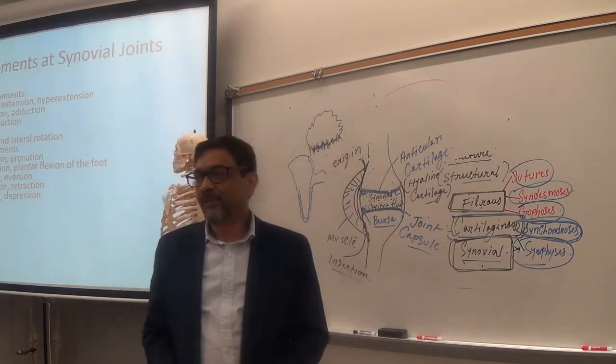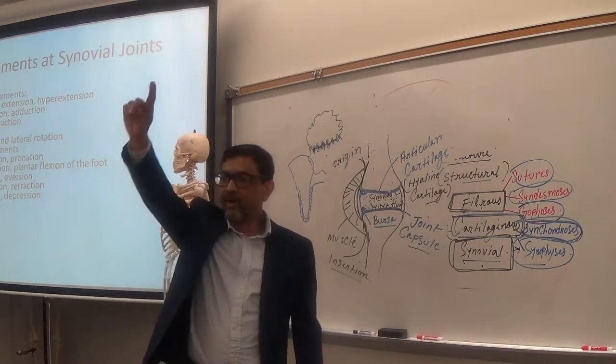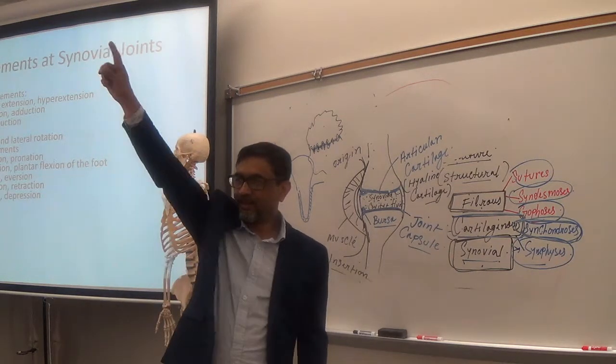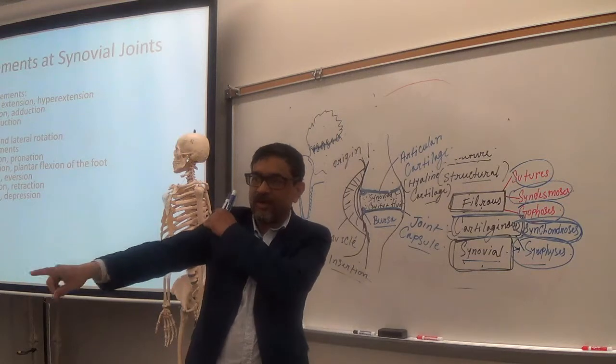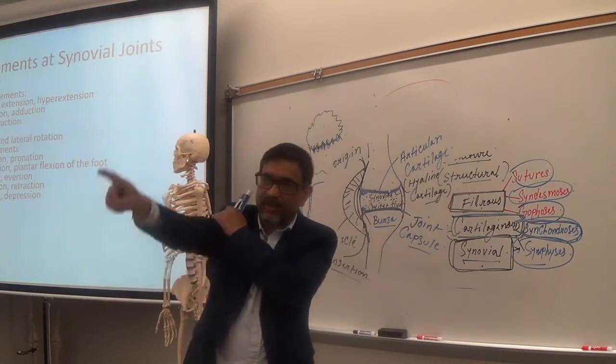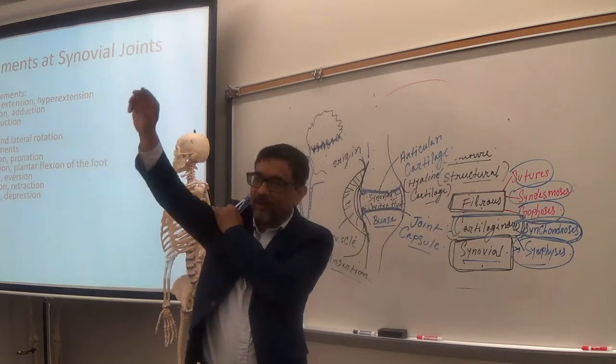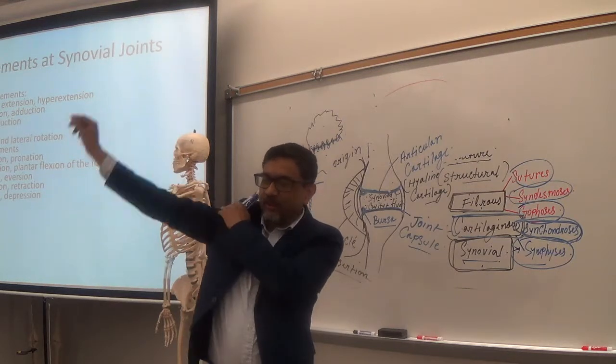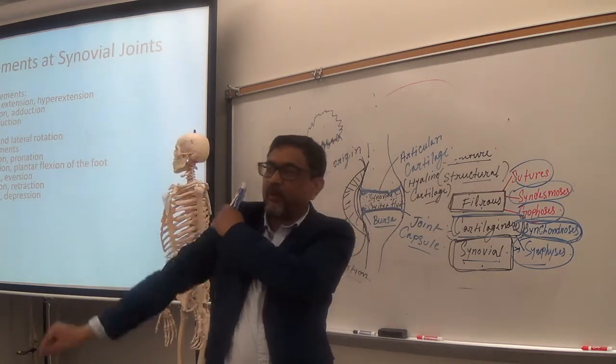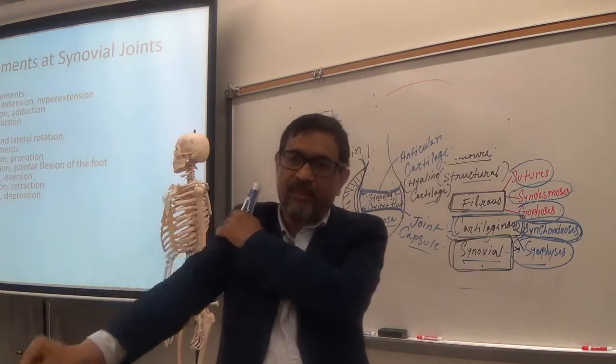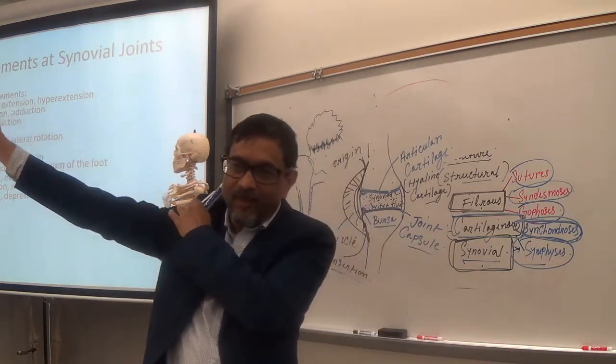Circumduction. If I ask you to draw a circle, the movement that occurs in the joint is called circumduction. Okay? So I'm drawing a circle here, right? So in my shoulder, that movement is called circumduction. Is it clear?